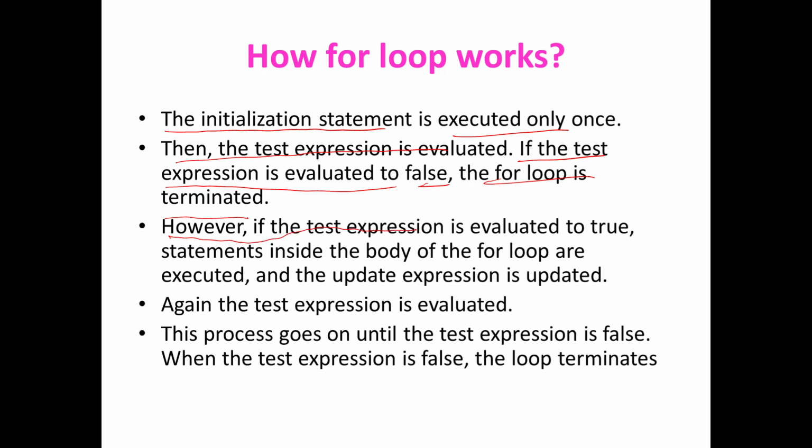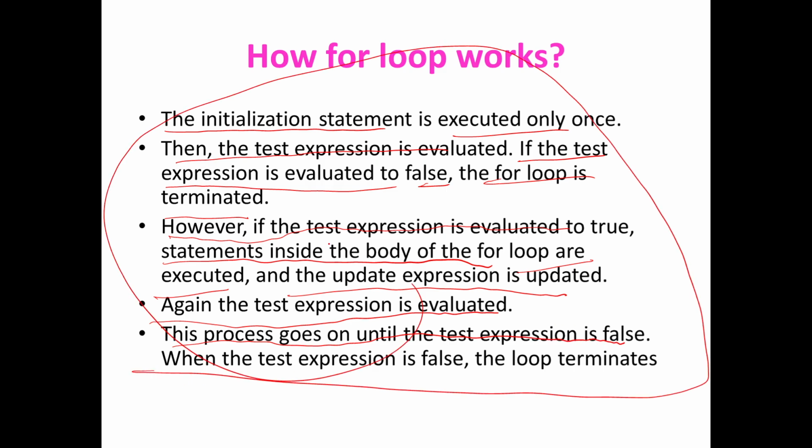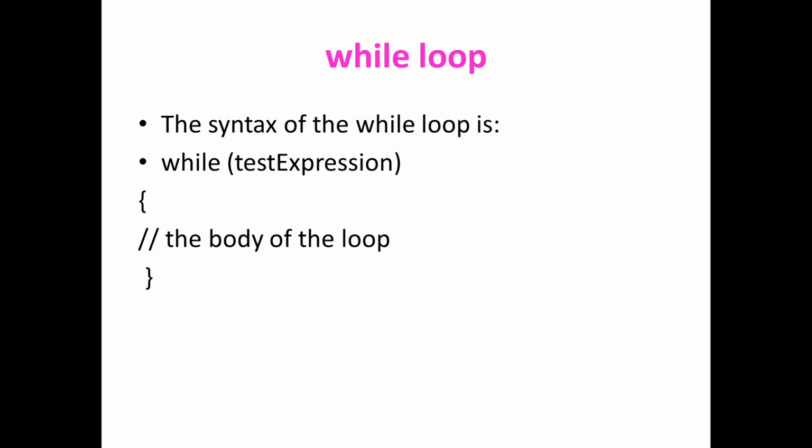However, if the test expression is evaluated to true, the statements inside the body of the for loop are executed and the update expression is updated. Again, the test expression is evaluated. This process goes on until the test expression is false. So the entire description is: until the condition is not satisfied, the flow of that block will be executed. If the condition is not satisfied, it will exit. Hope you people understood this for loop.